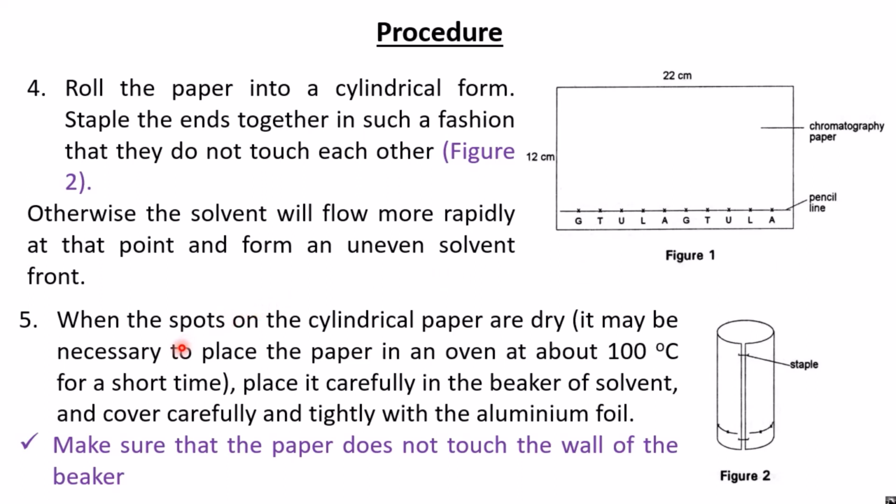So when the spots on the cylindrical paper are dry, it may be necessary to place the paper in an oven at some point. So when you spot your samples, sometimes they don't dry off faster, so you can put them in an oven to dry. But you have to make sure that the paper does not touch the walls of the beaker or your developing chamber. I think I mentioned this.